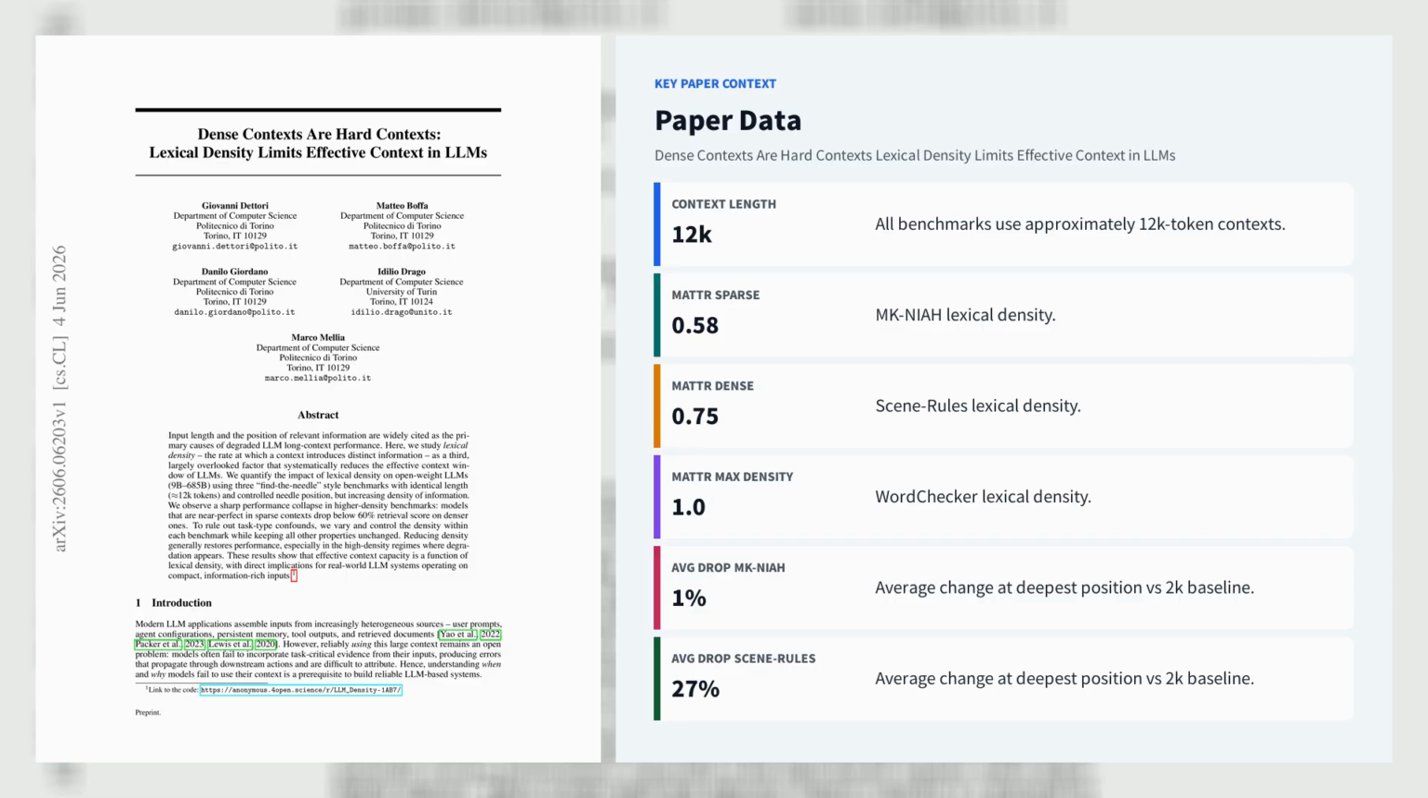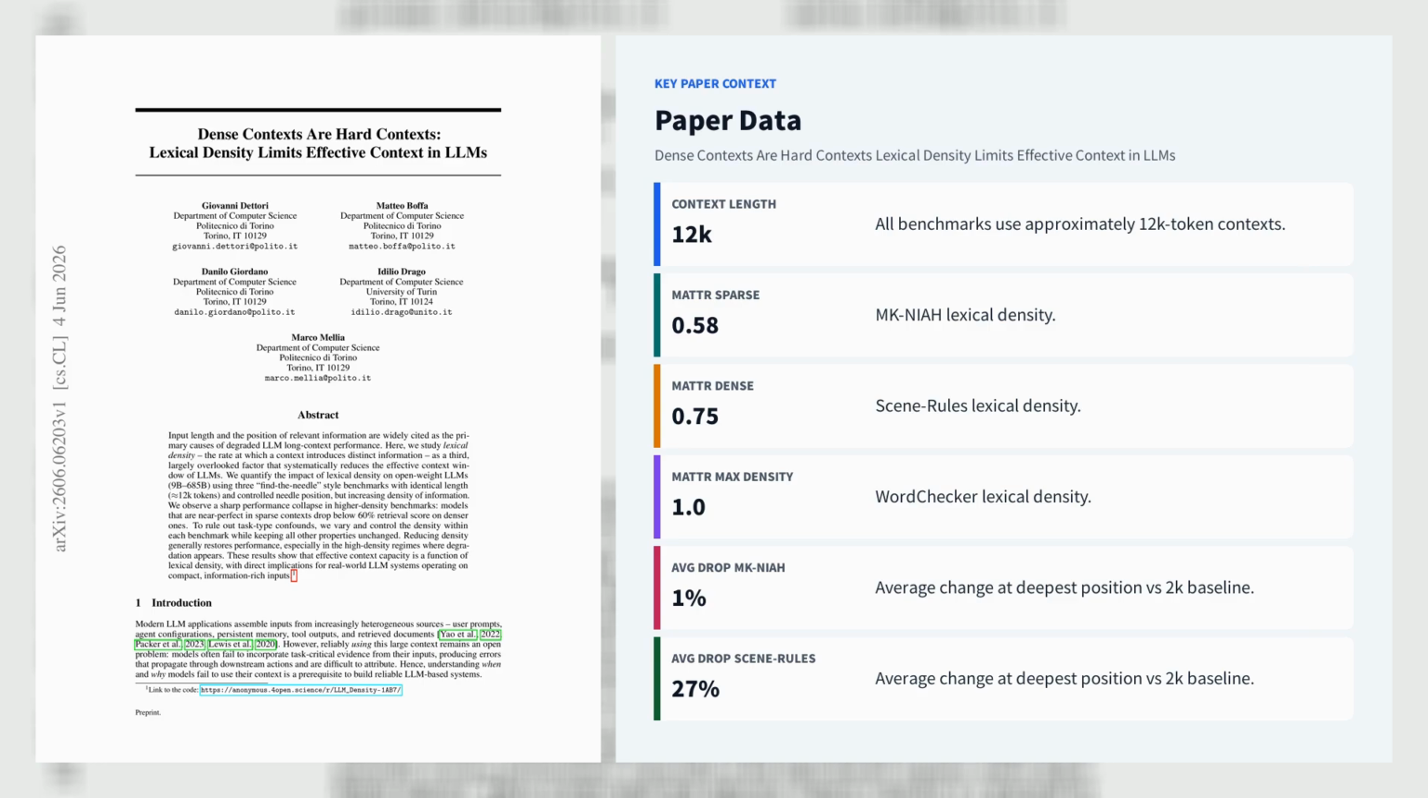Using 3 matched find-the-needle benchmarks with width approximately equal to 1-2K token contexts, the authors show that MK-NIAH is sparse at MATTR equals 0.58. Scene rules is denser at 0.75, and word checker is maximally dense at 1, across 8 open LLMs from 9B to 685B parameters. Models that are near perfect on MK-NIAH collapse below 60% retrieval on the denser benchmarks.